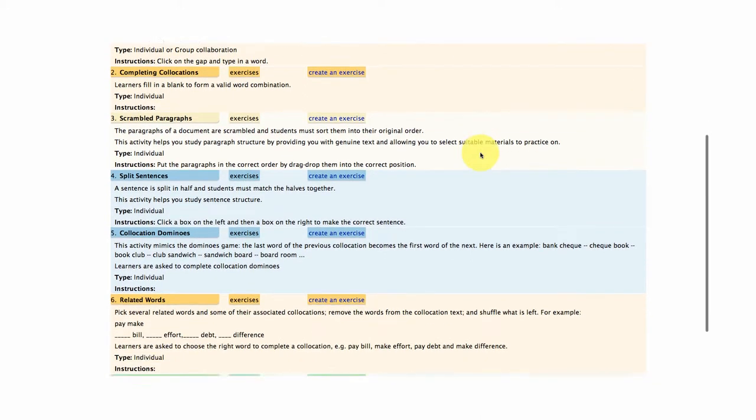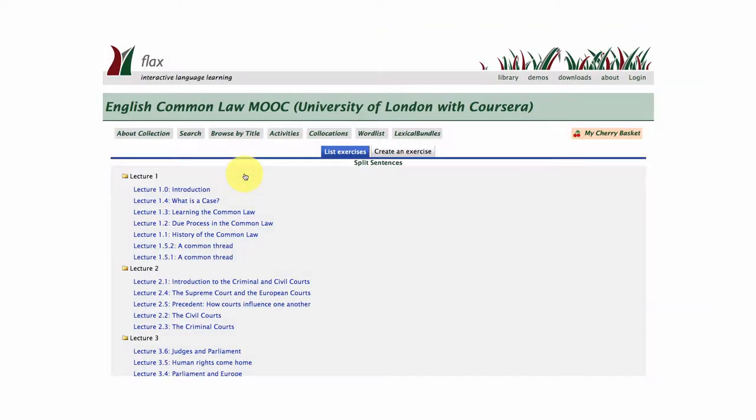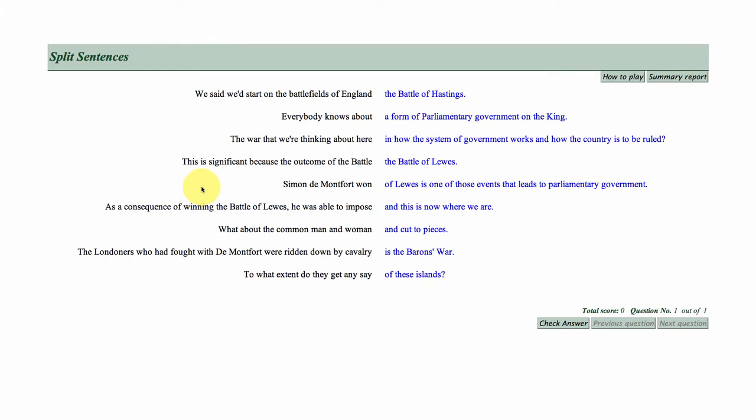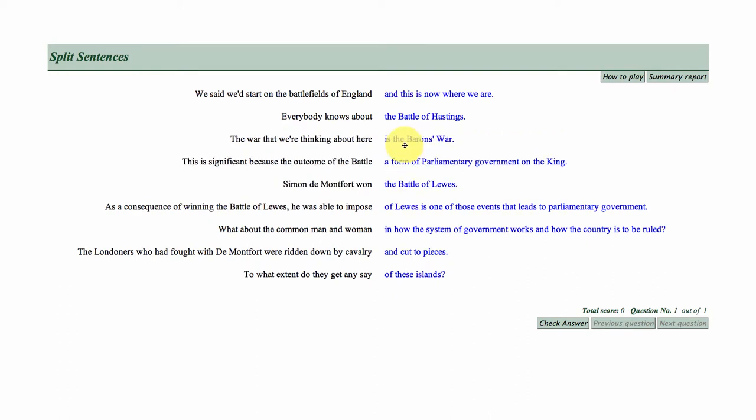But let me just give you a quick demo of, for example, split sentences. And I'll show you what I've done with the lectures here with English Common Law. So if we go to the first part of lecture one, the introduction, what you need to do is just basically rearrange these split sentences and reconnect them. Everybody knows about the Battle of Hastings, the war that we're thinking about here. The Barons War. Okay, I'm just going to stop there and just check my answer.